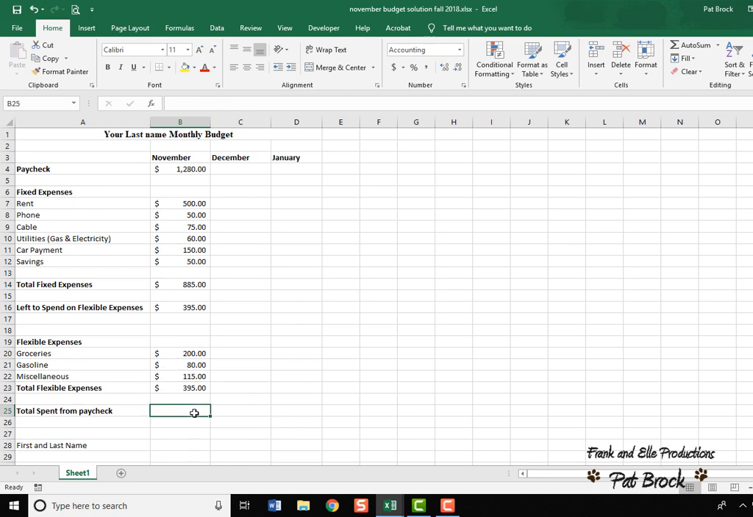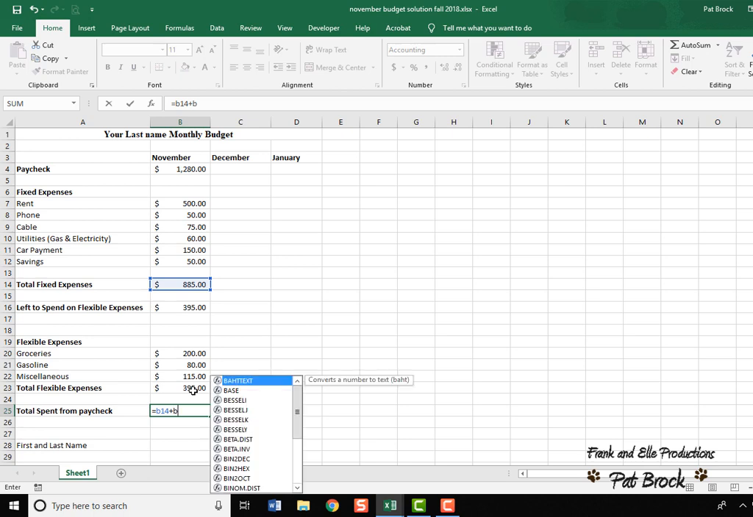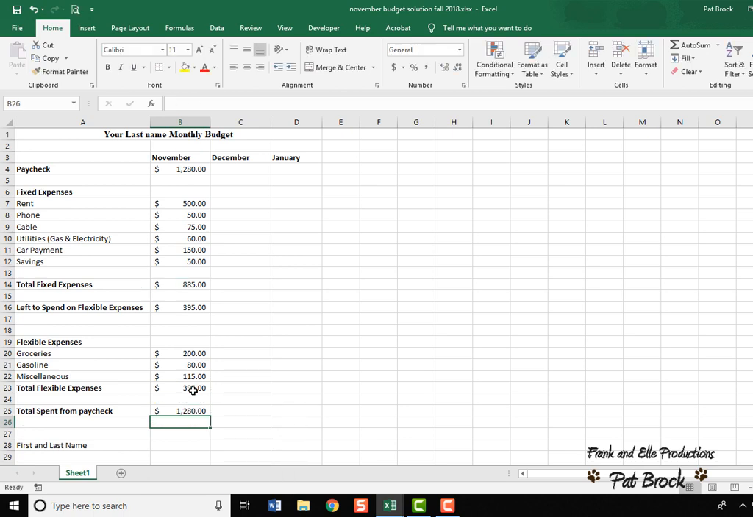Total spent from paycheck. Well, remember we said your whole paycheck is two types of expenses, fixed and flexible, because you have to account for every penny that you earn. So total fixed expenses is in cell B14, so it's equal B14 plus what is the total of your other expenses? Flexibles, right? So that's B23. That should equal my paycheck, which it does. And that is how you do monthly budgets.